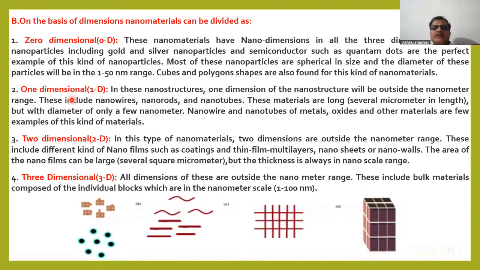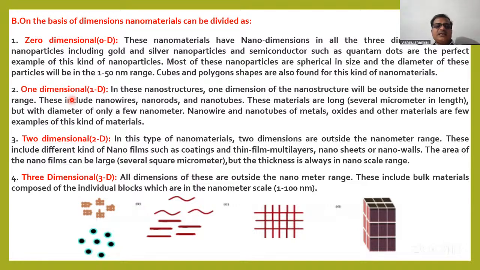That's why electrons are confined in two dimensions, whereas free flow movement of electrons is there in the one dimension. So this material comes under the 1D material. Nanowires, nano rods, nanotubes, all of these come under the 1D material.